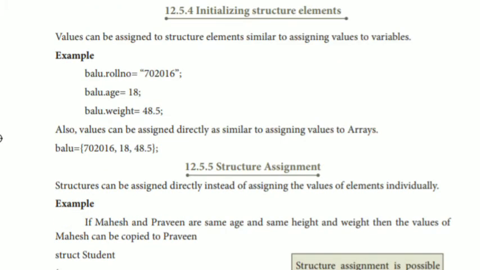Initialization of structure elements. Values can be assigned to a structure element similar to assigning values to variables. Example: Balu dot roll number is equal to 702016. Balu dot age is equal to 18. Balu dot weight is equal to 48.5. Using curly braces, 702016, 18, 48.5 is like creating an array. This is the array-style structure assignment.